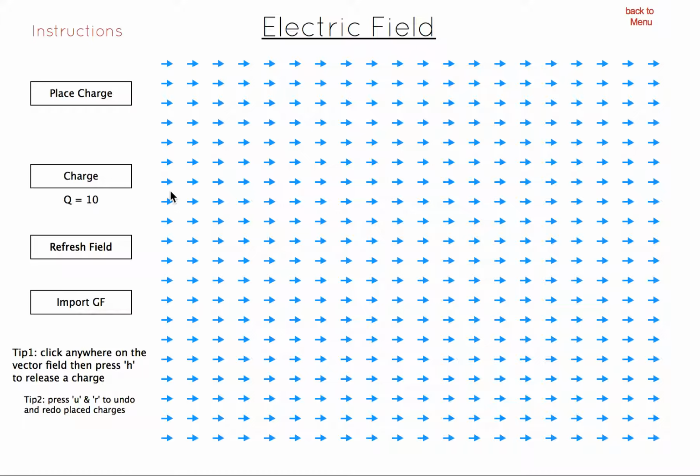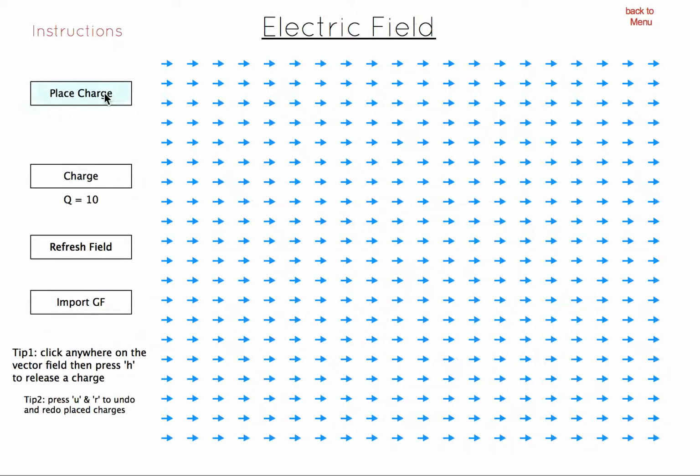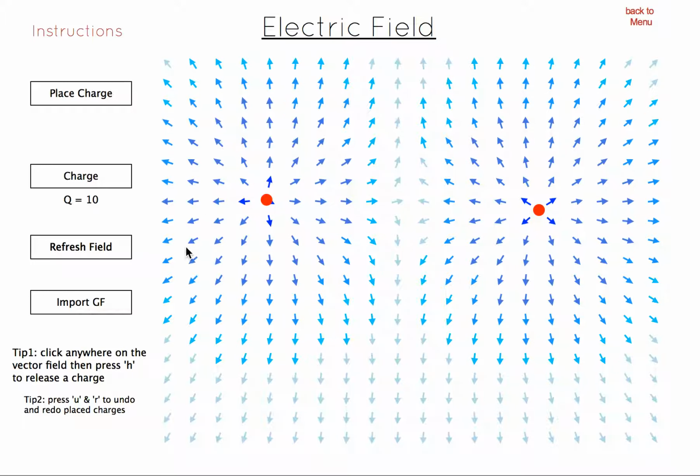I click on the instructions to see what I can do. Let's see. So I can place some charges, I can change the magnitude of the charges, and I can import from my gradient field. So let's place some charges. Place one here, and another one here. And I'll hit refresh field. And we get our basic electric field.